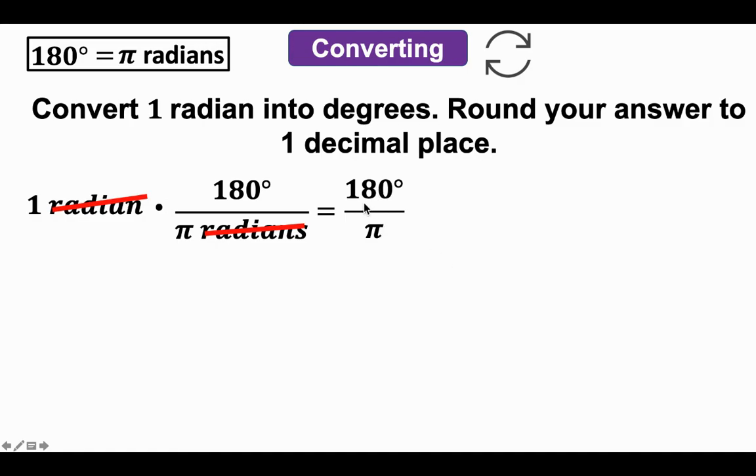And 180 divided by pi says round the answer off to 1 decimal place. So 180 divided by 3.14-ish is about 57.3 degrees. All right. So 1 radian is equivalent to about 57.3 degrees. And let's try one more of those.